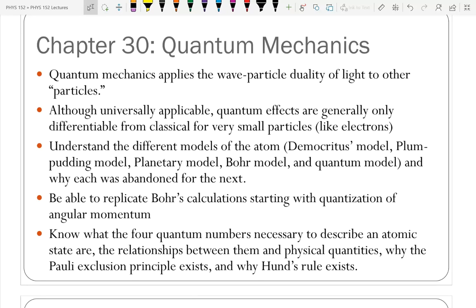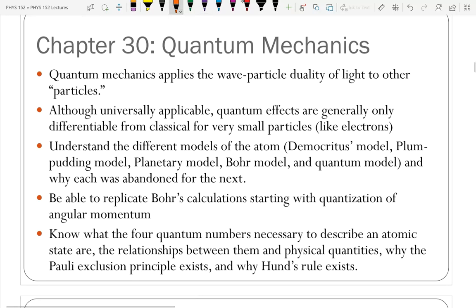But electrons are the common one because you're only going to really see the wave behavior if you have really small particles. So electrons are small particles, we see the wave behavior there. If you go to bigger things, even things like protons, it's much harder to see the wave behavior. So it's universally applicable, but usually applied to electrons.